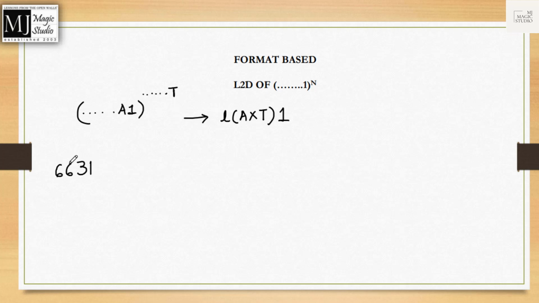We have a number 6631 to the power 67. What is the value of A here? 3. And what is the value of t? 7. Now 3 into 7 is 21. Last digit of 21 is 1. And then we just need to put 1 more. These are the last two digits of 6631 to the power 67.